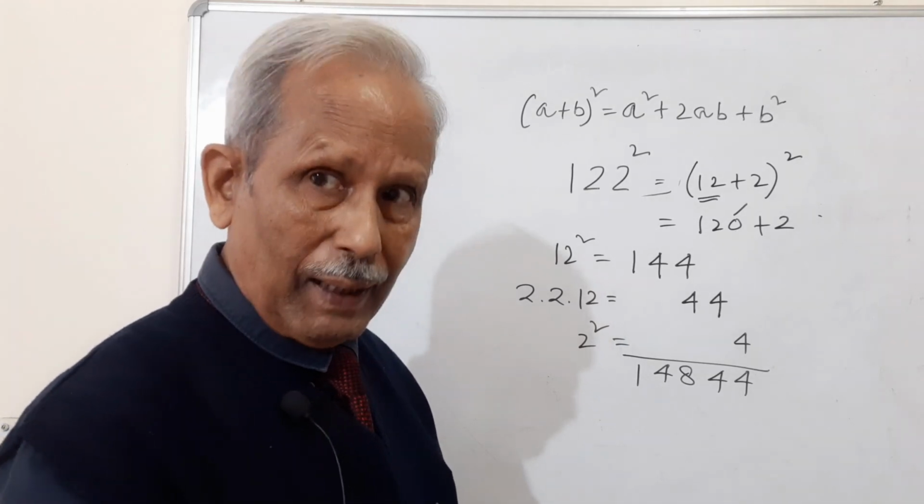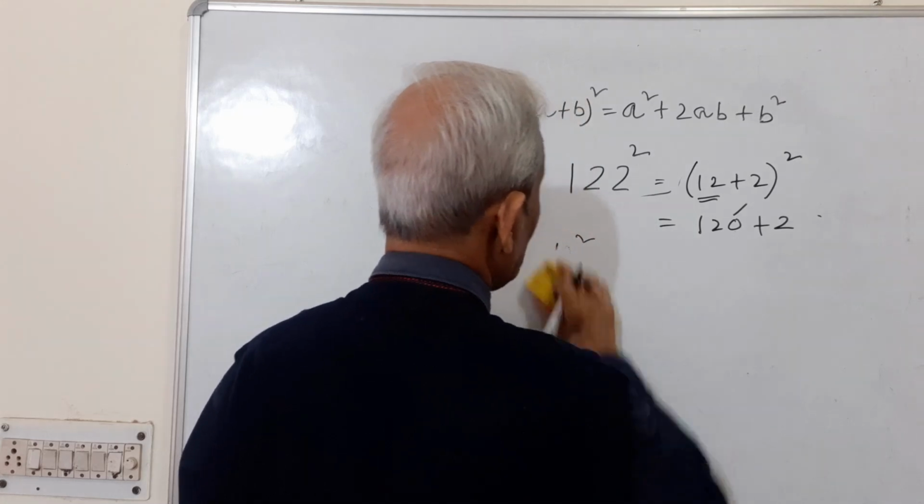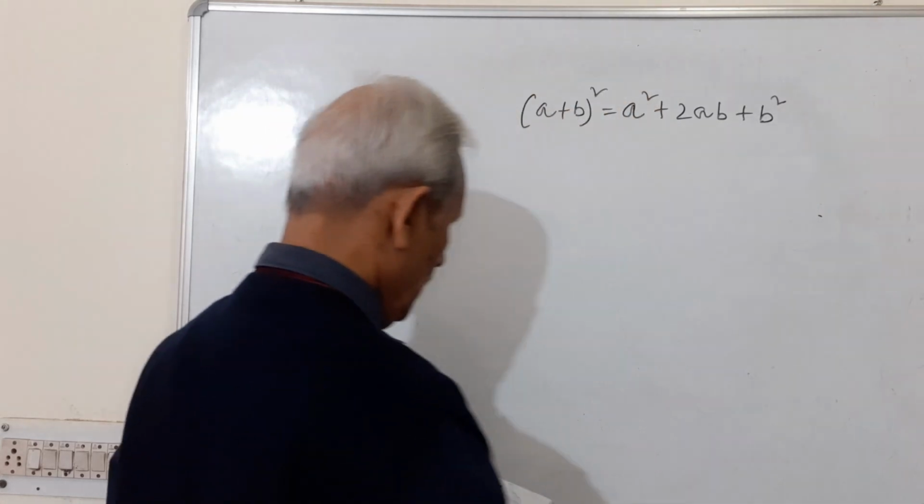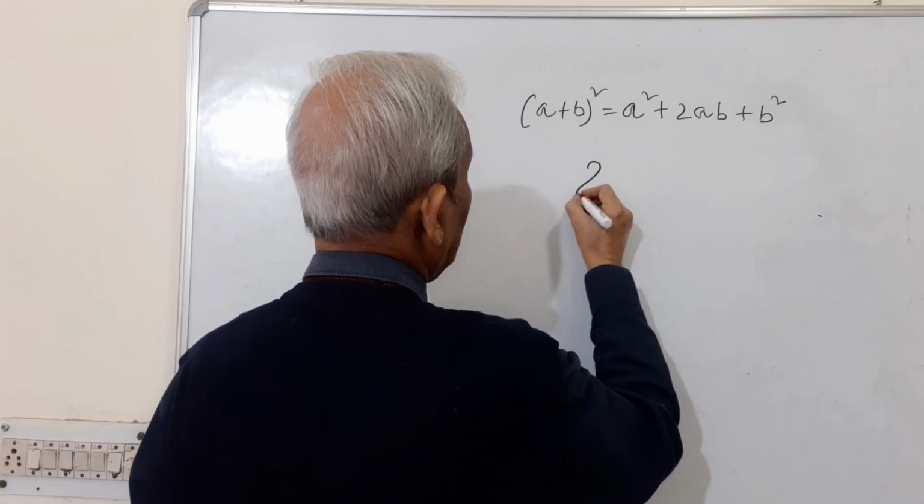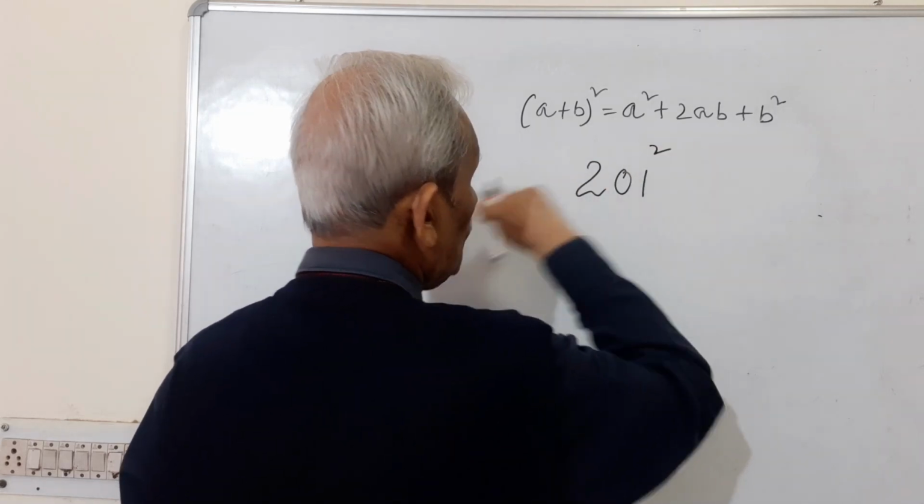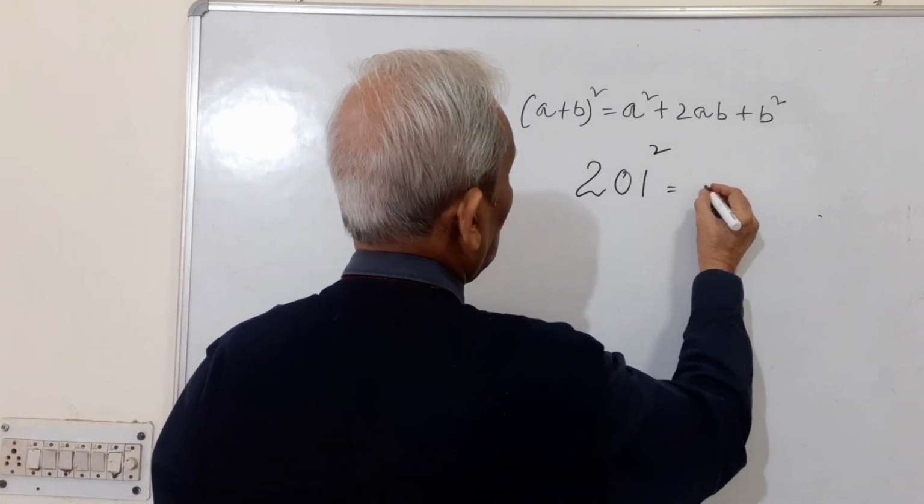This is a very interesting problem. So I'll do another problem which is again very interesting. It becomes very easy to do the squaring of any two-digit numbers, provided you understand it and practice it. 201 square.